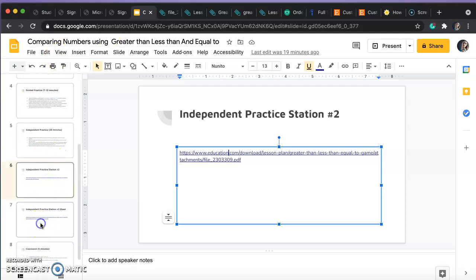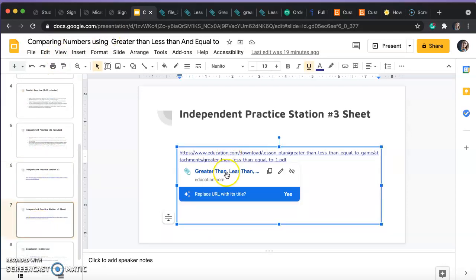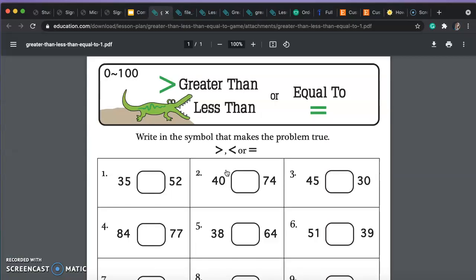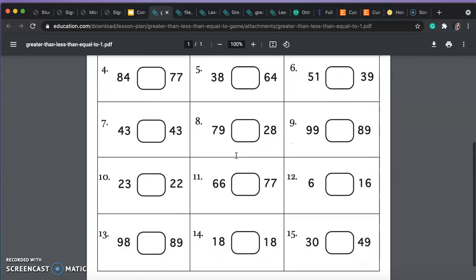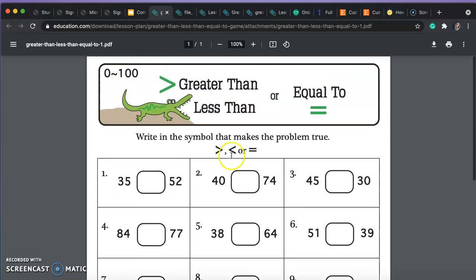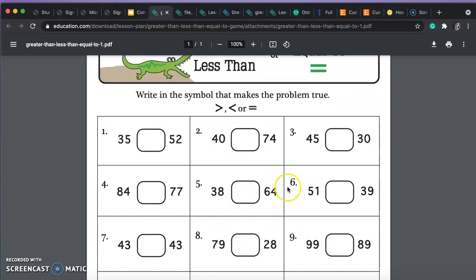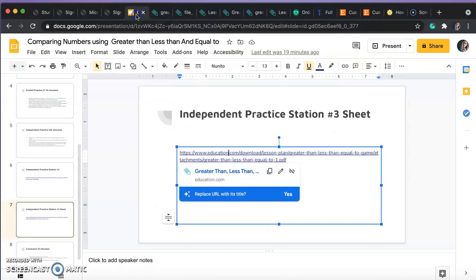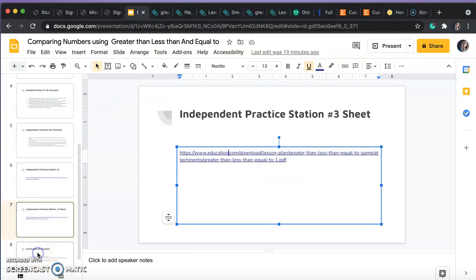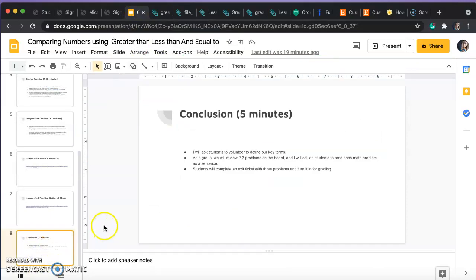And then the third station is just going to be a practice sheet where the students are working independently, or they can work with the friends that are in that station to solve what symbol makes the problem true. So they have this sheet with different problems, and they just have to put the correct sign to make the problem true. So that's going to be the next station.